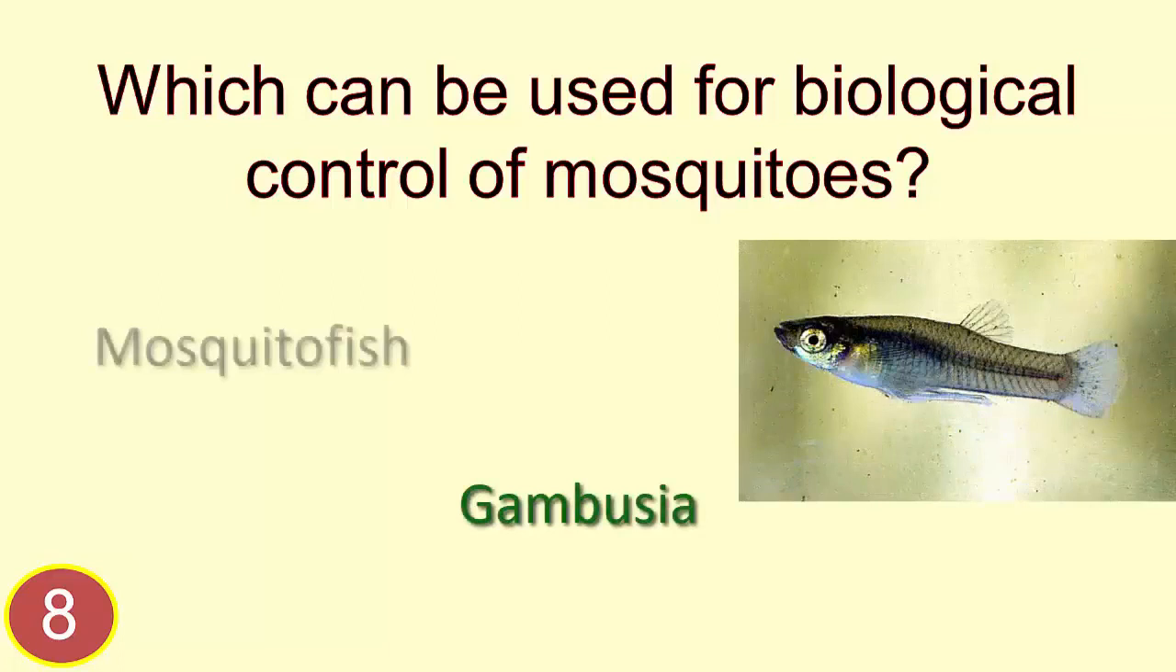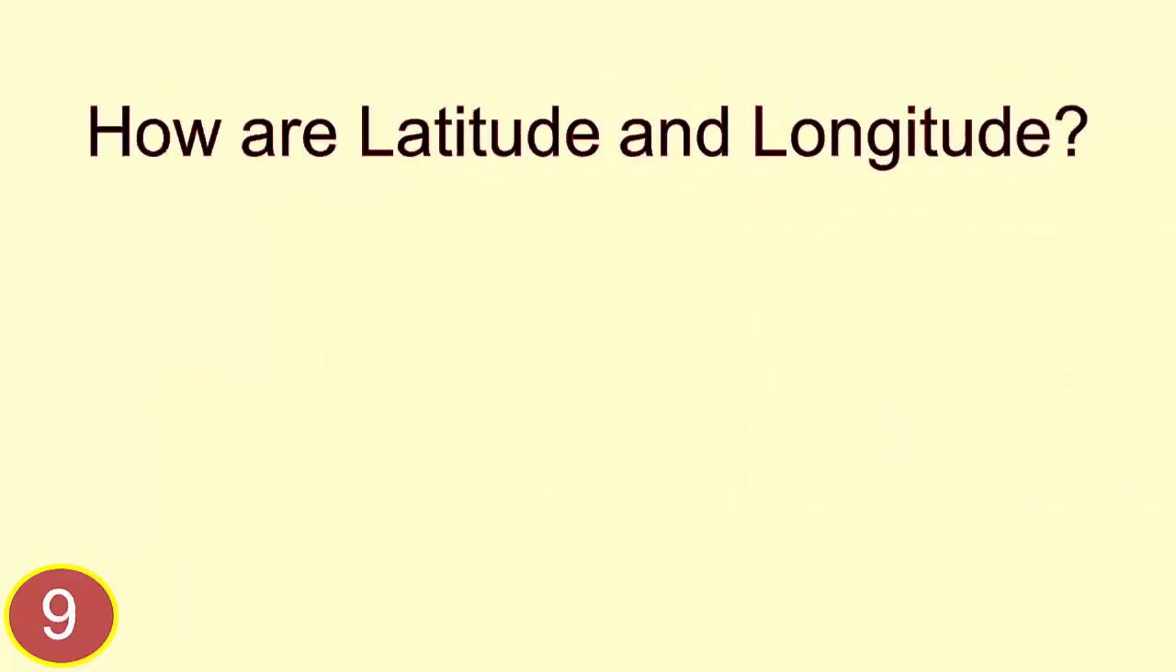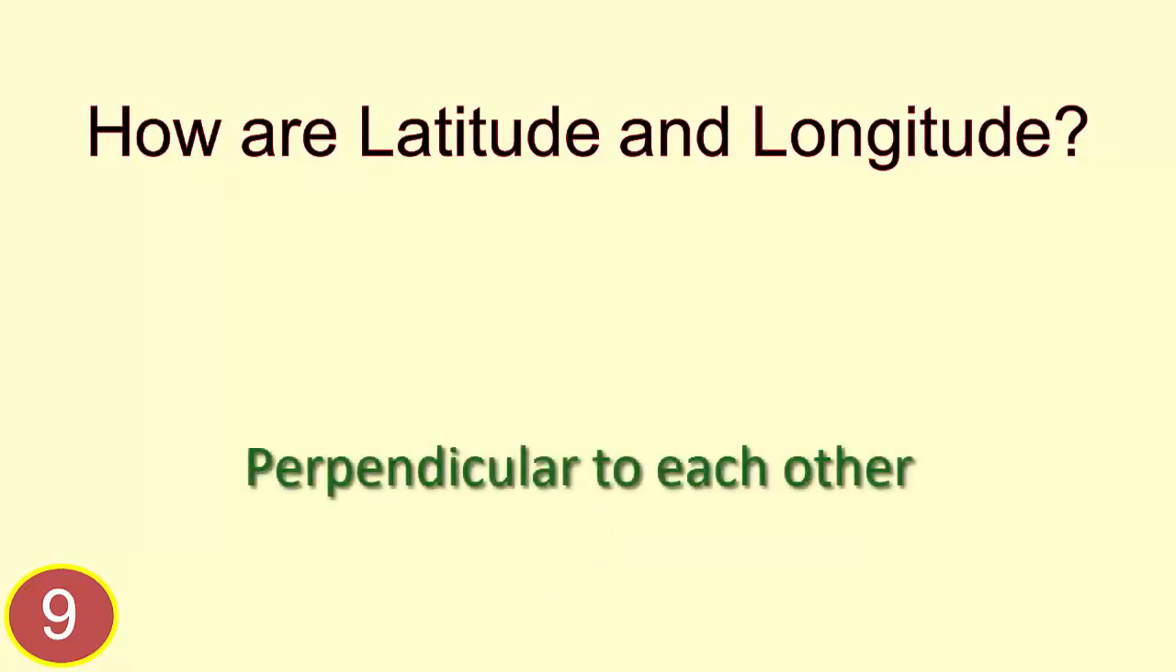Gambusia. The western mosquito fish is a species of freshwater fish, also known commonly as simply mosquitofish or by its generic name Gambusia. How are latitude and longitude related? Answer is perpendicular to each other.